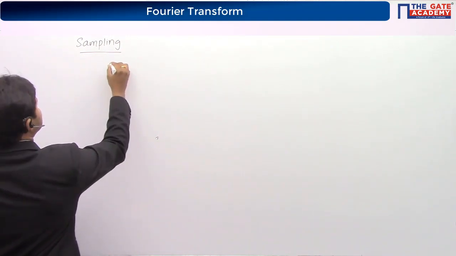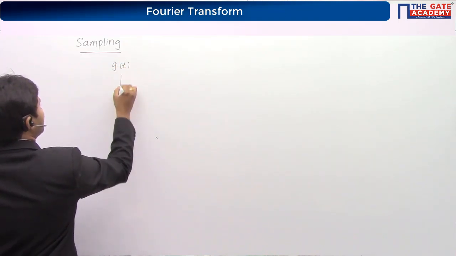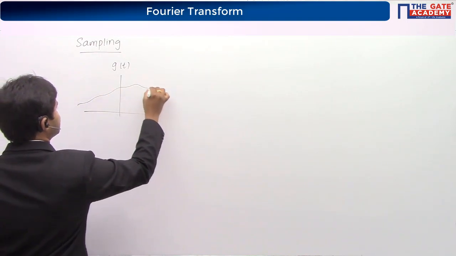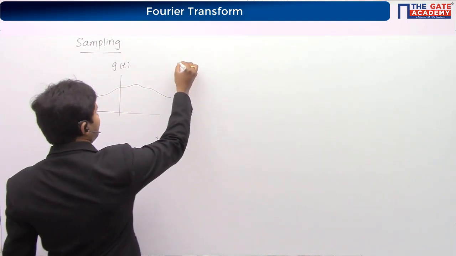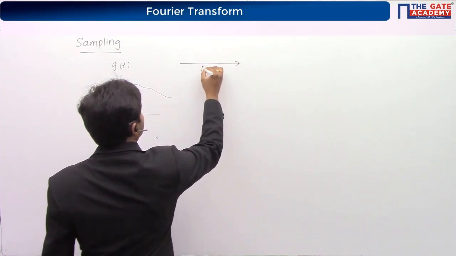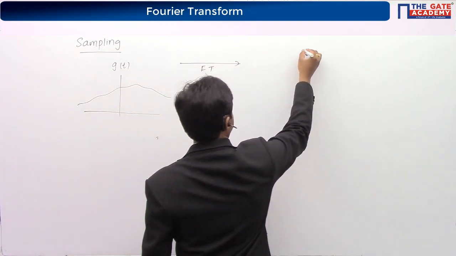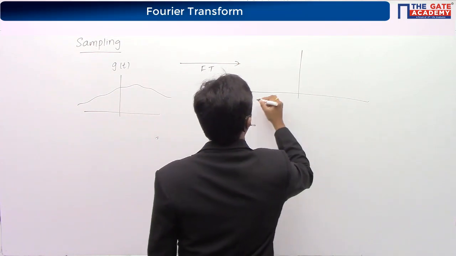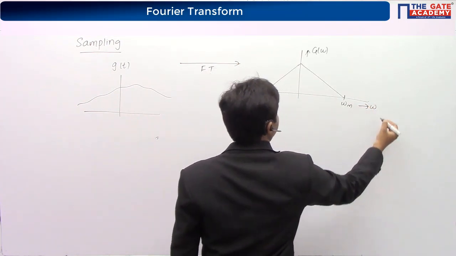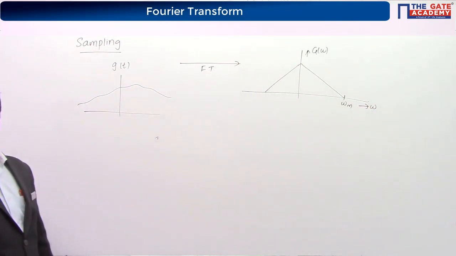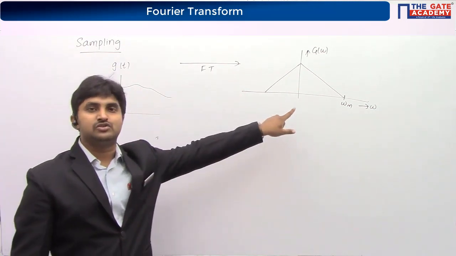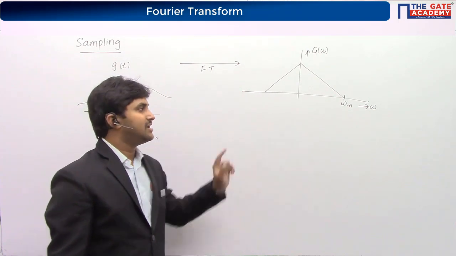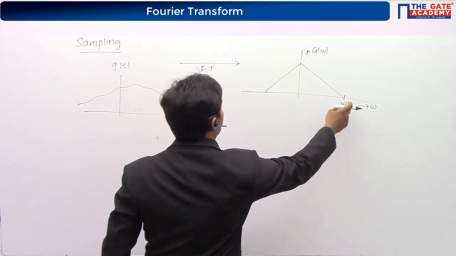Okay. So let us consider that I have an input, a signal called g of t, and the signal is something like this. If I apply the Fourier transform on it, I will get its frequency spectrum, which changes with respect to omega. So we have a time domain which is something like this, and we also have a frequency domain which is something like this, having a maximum frequency of omega n.